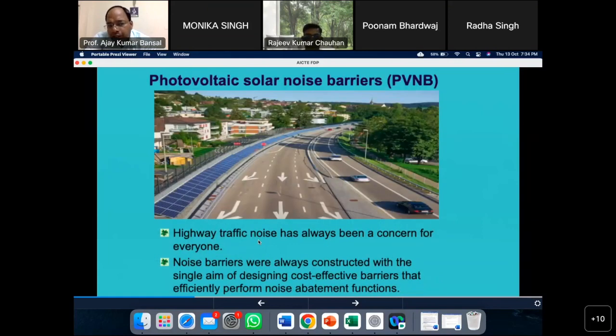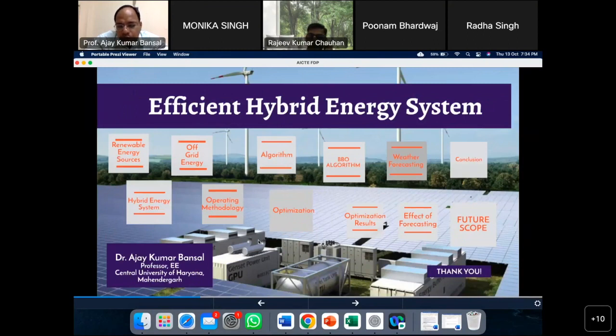Now we have one more advantage associated with solar photovoltaic cells. They can work as noise barriers or isolators. Nowadays highway traffic noise is a very big area of concern. So the solar panels installed alongside the highways will work as noise barriers, with the aim of designing cost-effective barriers that efficiently perform noise absorption, and they will also be generating electricity. So these are some renewable sources of energy which we will be using.